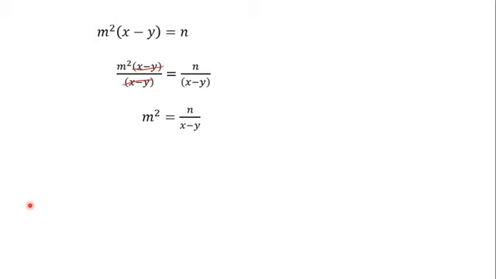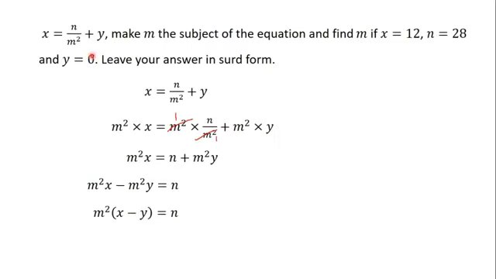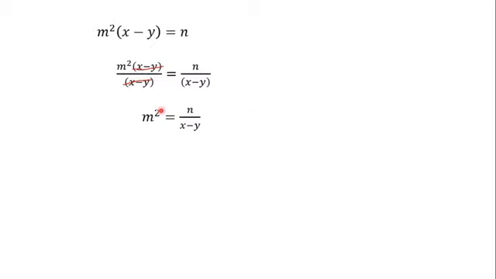But look at the question again. The question said that we should make m the subject, not m squared. But if you look at what we have done here, we have been able to make m squared the subject. We want m to be the subject, not m squared. And because we want m to be the subject, in the first video on changing the subject of equation that involves squares and square root sign, we said that when the quantity we want to make the subject is a square term, take square root of both sides.